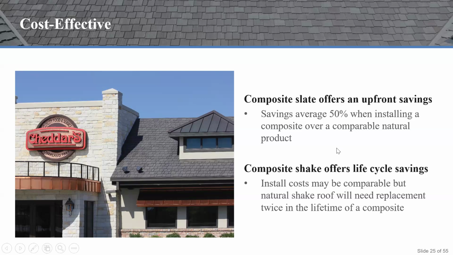Composite shake, where you're going to see the big advantage is going to be life cycle. That total cost of ownership. You're not going to have to replace that composite roof in 15, 20 years due to decay and rot. You're not going to have to retreat it or treat it with a coating or intumescent coatings for fire resistance, versus with a natural shake product, where you're going to have to do that. So we tend to think a composite slate roof's going to probably last twice as long as a natural shake roof.